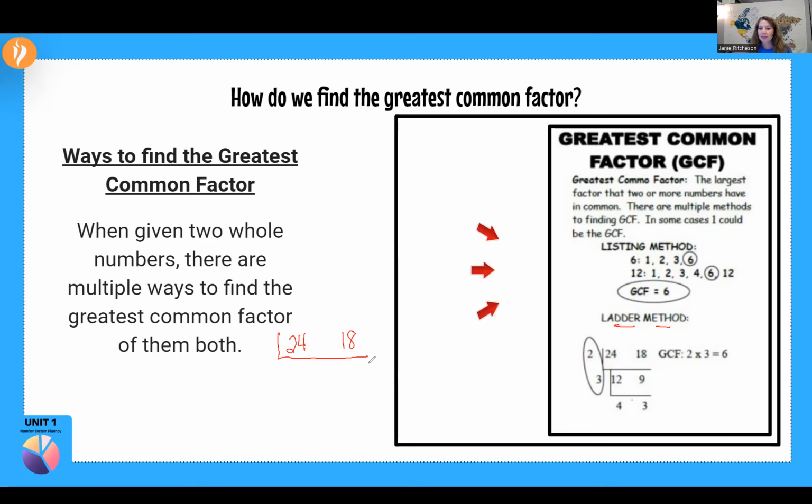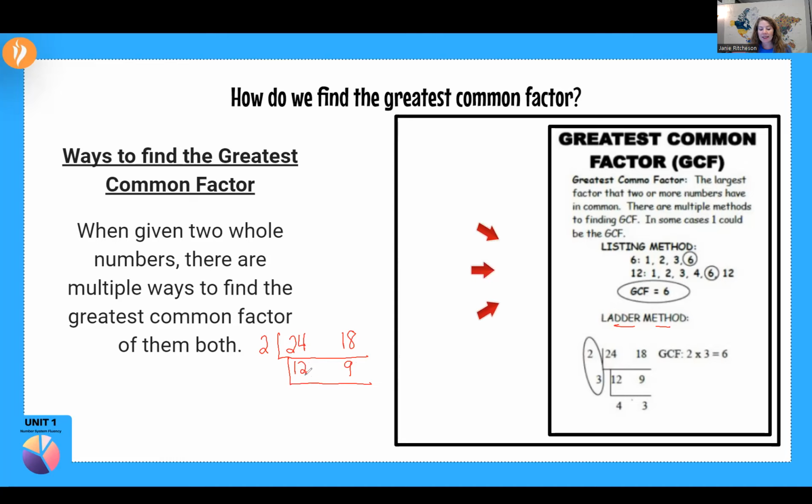It's almost like we're dividing, almost like upside down dividing. So think of any factor of both of these numbers. Well, I know immediately they're both even numbers, so I know I can divide them both by 2. So 2 times what is 24? And the answer is 12. And 2 times what is 18? That answer is 9.